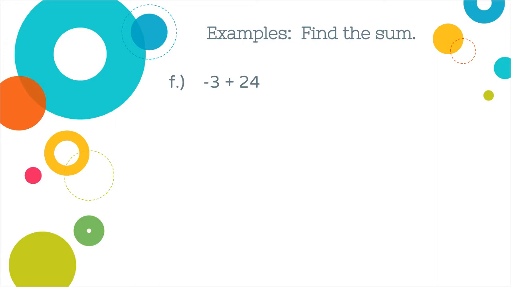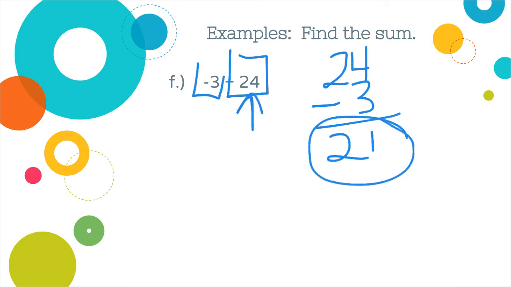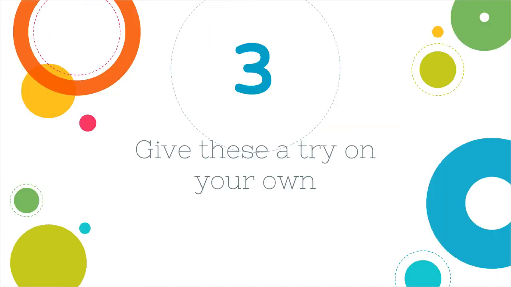Letter F, -3 plus 24. You have a -3 and a +24. A negative and a positive are different signs, subtract. 24 minus 3 is 21. Take the sign of the larger number. Your 24 was a positive, so your answer is going to be positive, so your answer is 21. Now try these on your own.